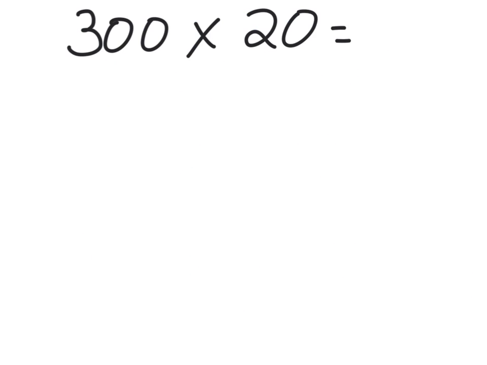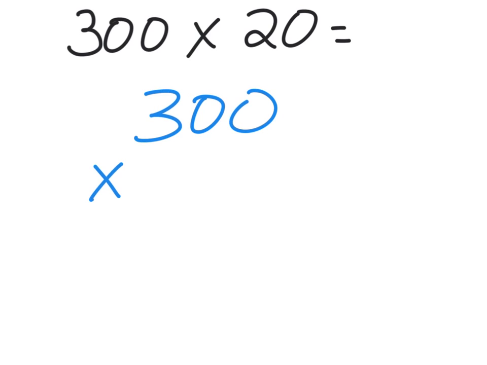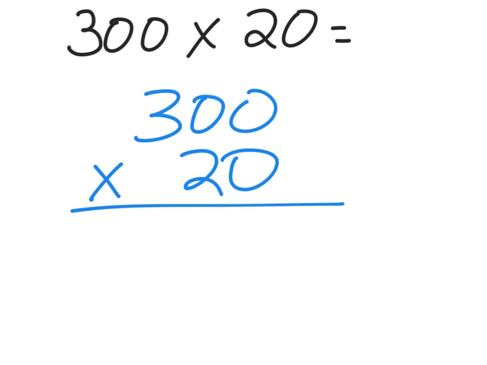Let's look again and say, okay, what do I do to use my zeros trick, as Mr. Woody likes to call it, the powers of 10. How do I do that? Well, I'm going to take 300 times 20, and I'm going to write it with the larger number on the top, 300 times 20. Just like I would for any other problem.